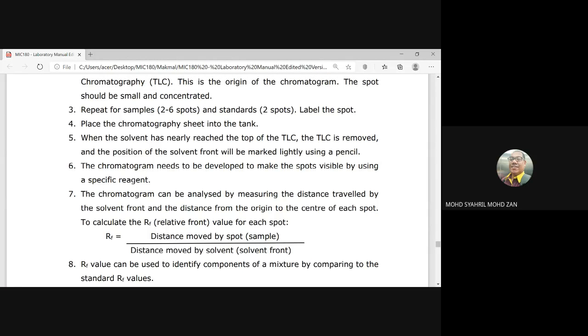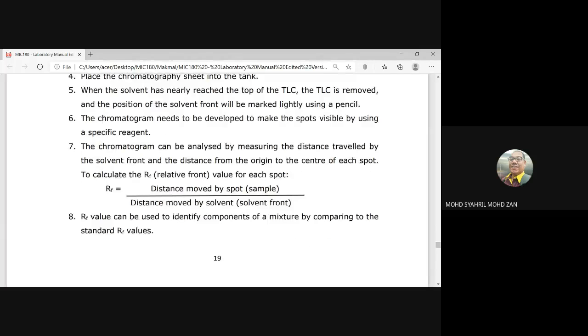So how do we get the RF value? First, you take the distance moved by the spot, which represents a sample, divided by the distance moved by the solvent, which is the solvent front. The solvent front is the movement of our liquid, the mixture of methanol and chloroform. The RF value can be used to identify components of the mixture by comparing to the standard RF value. For each standard spot we will get an RF value.